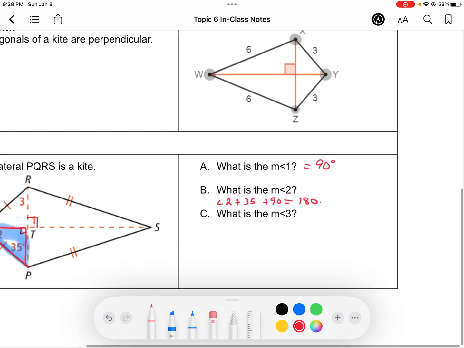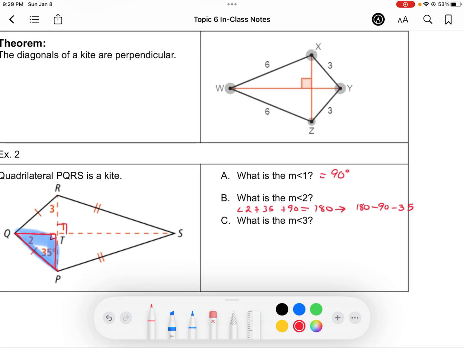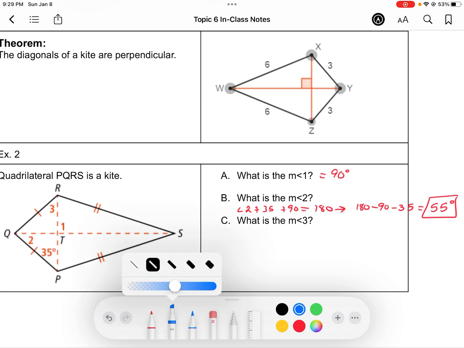Okay? So I'm going to take 180, subtract the 90 for the right angle, and subtract 35 for that other angle they give me, and I'll get what's left as the measure of angle 2. Well, if I do 180 minus 90 minus 35, you should get 55 degrees. So the measure of angle 2 would be 55. Then it says, what is the measure of angle 3? Now I'm going to erase some of what I've done here on the picture to help you see this better.